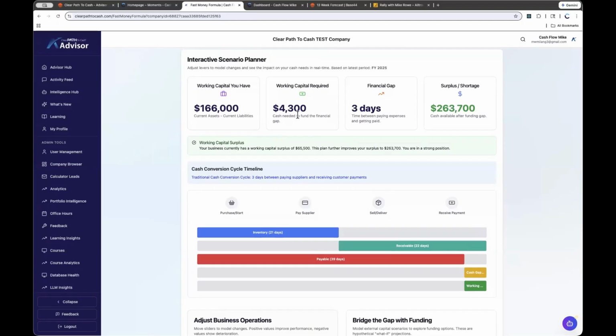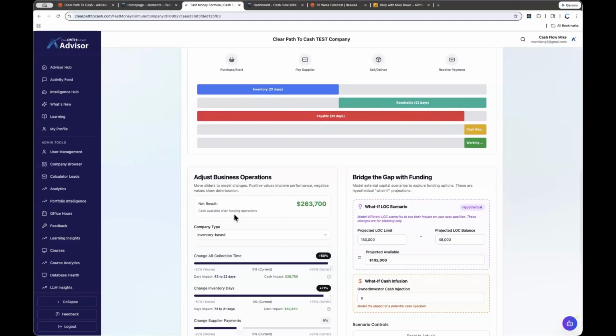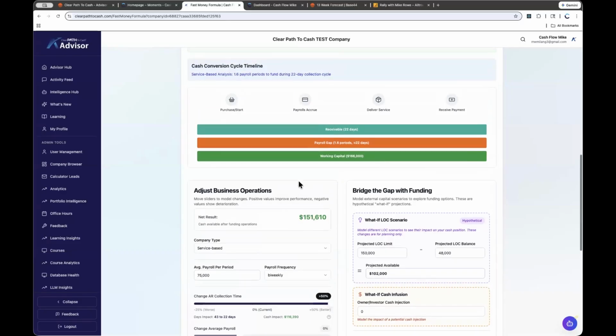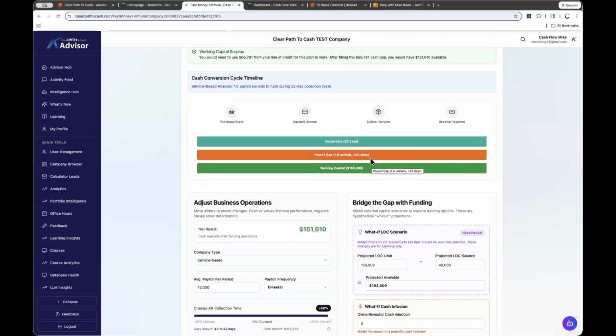So when people say, how do I solve cash flow problems? This is what you do. You're like, listen, we've got three levers we can pull for an inventory company. And the smaller we make that gap, the less money it takes for us to run our business. Now you're saying, oh, I work with more than inventory companies. All right, so you come down here to company type. And if you're a service-based company, it changes the way you tell the story.